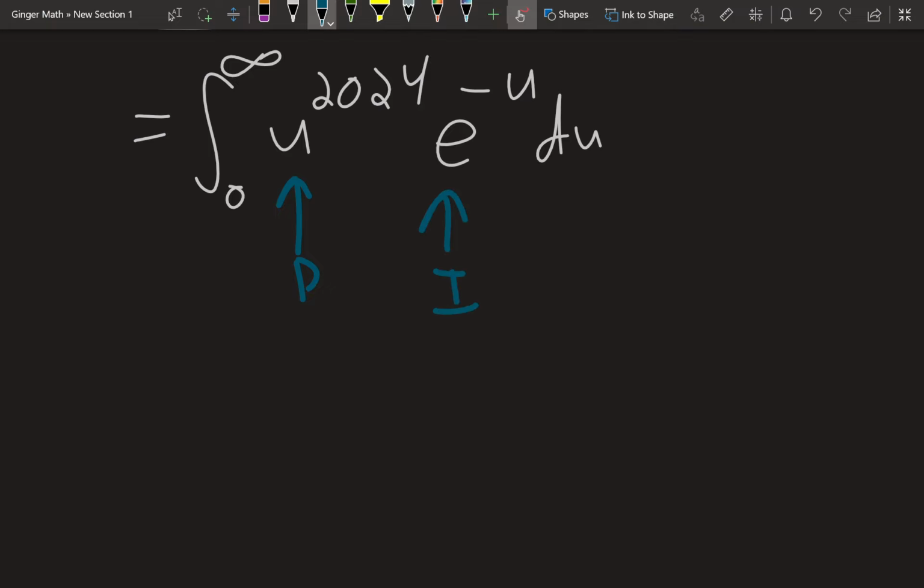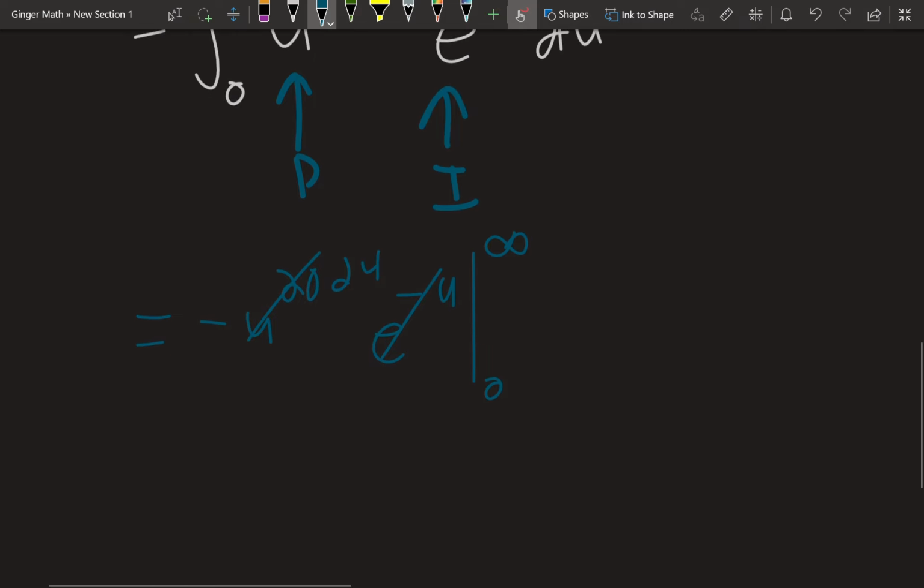Meaning that we're going to have the integral from 0 to infinity. Or well, that should be an integral, should it? We're just going to integrate this side. So we're going to have negative u to the 2024 of e to the minus u evaluated from 0 to infinity. If you take the limit as this goes to infinity, this would go to 0. But if you plug in 0, that's also 0. So this whole term right here is actually just 0.